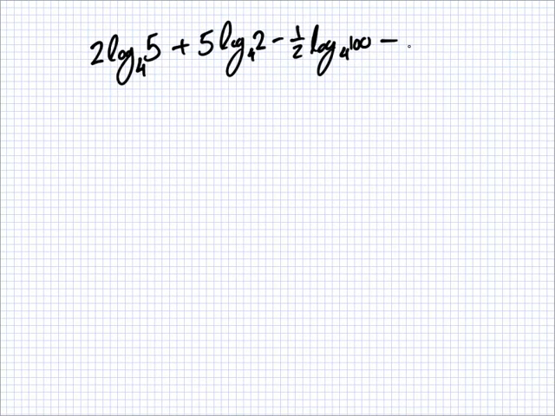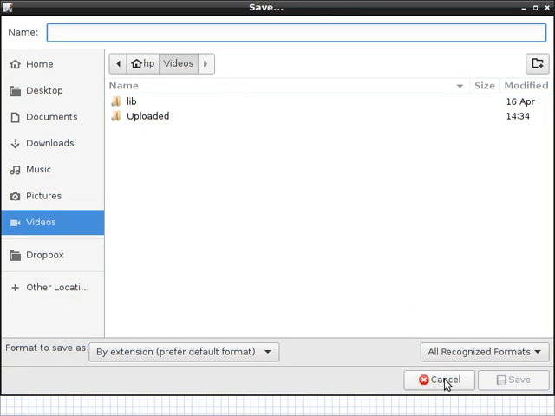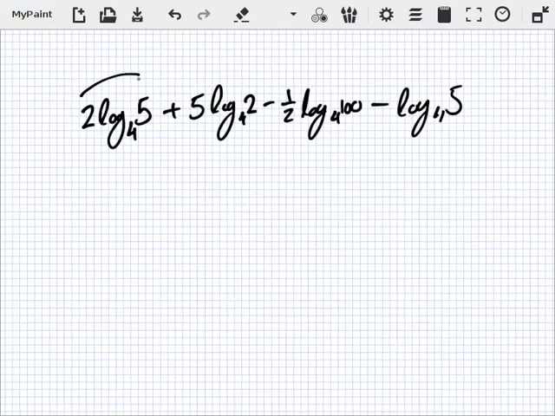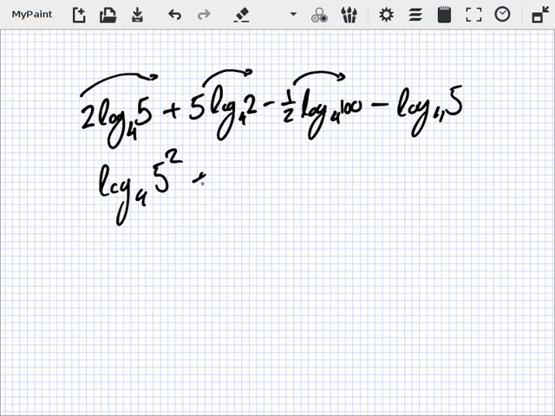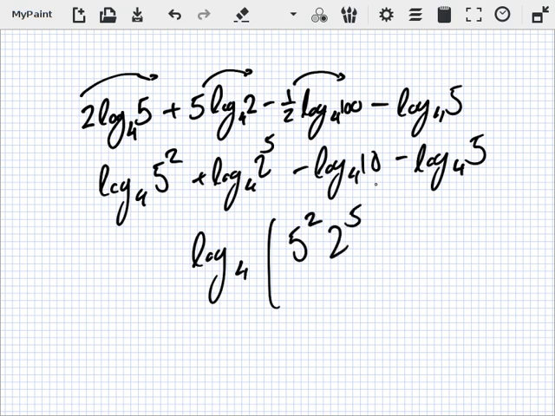Minus log 4 5. Okay. Right, I can bring that 2 up, I can bring the 5 up, I can bring the half up. So that would be log 4 5 squared plus log 4 25 minus log 4 10, because the power half is square root, minus log 4 5. And then I add, so that means multiply. And then I minus, so that means divide.